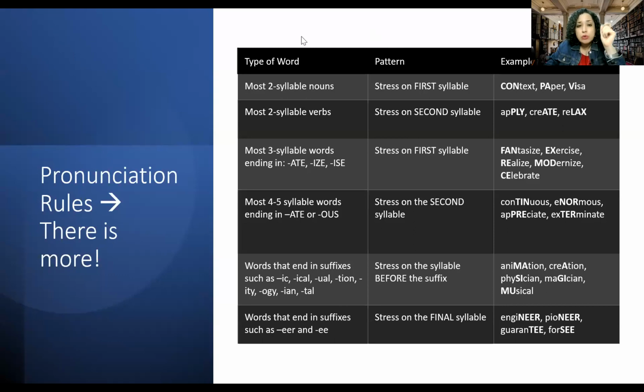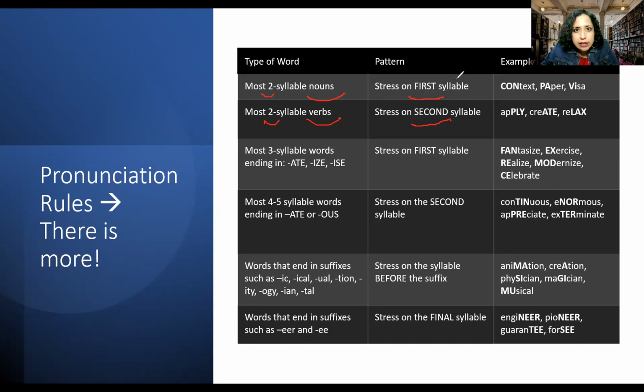For most of the 2-syllable nouns, the stress is on the first syllable. And if they are 2-syllable verbs, the stress is on the second syllable. So you just need to remember this, most of them. If you have 2-syllable words that are nouns, the stress should be on the first syllable. And if those words are verbs, the stress goes on the second syllable.